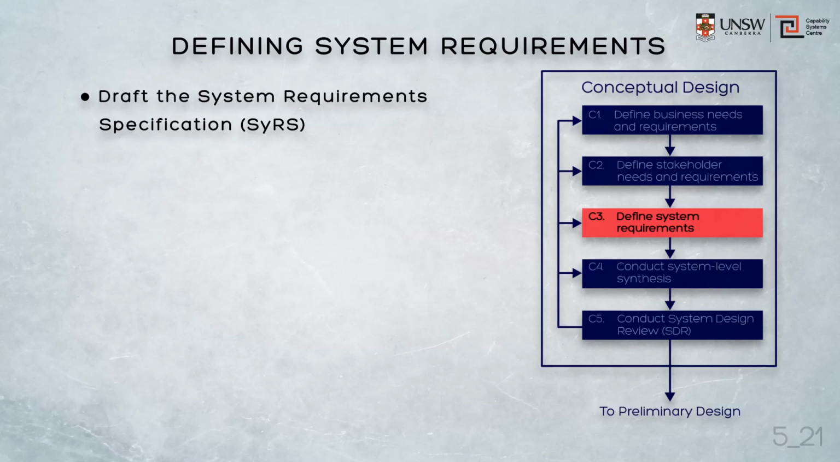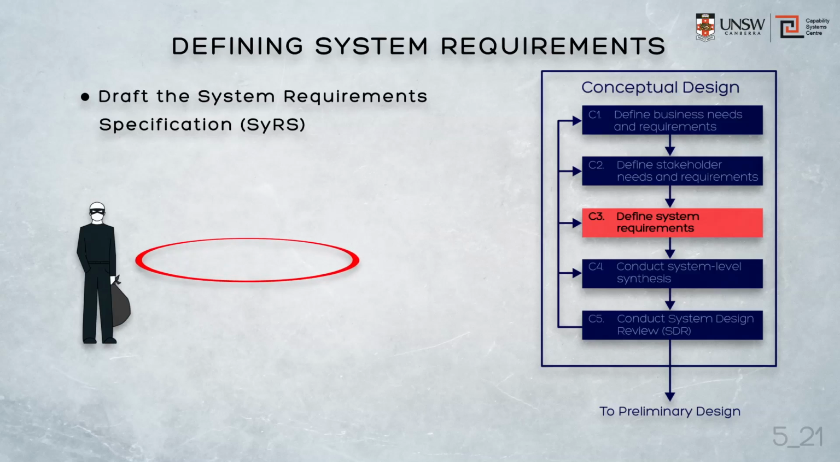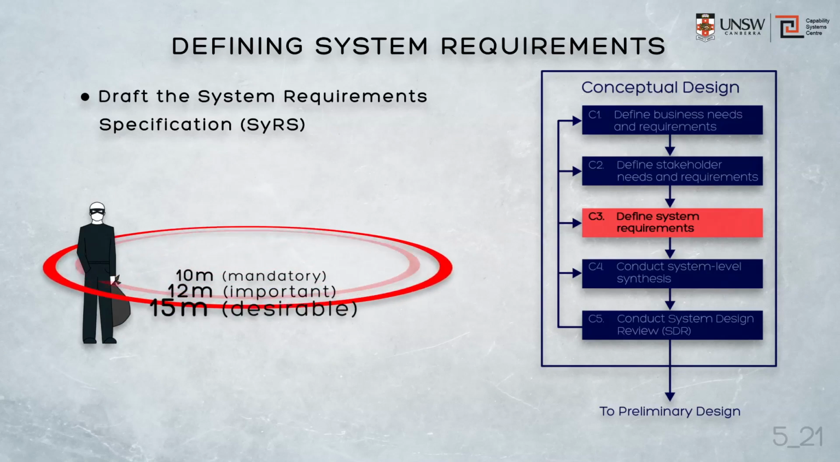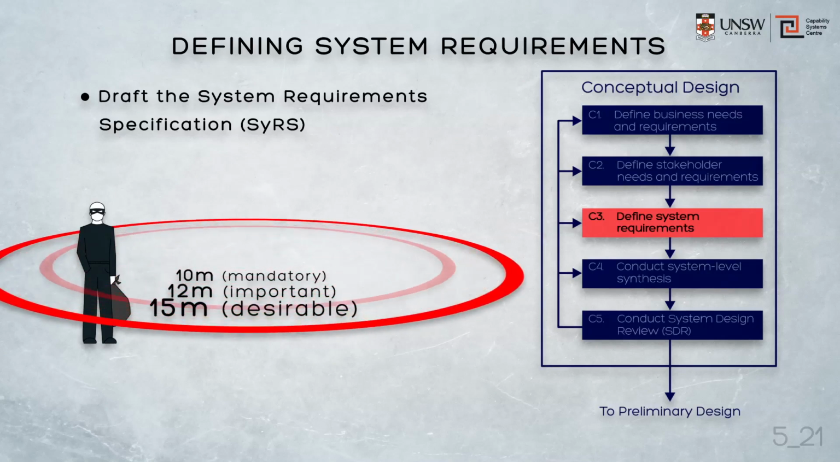For example, we might have a functional requirement associated with detection range for our burglar alarm, and we might have 3 levels of performance. We might say that the alarm needs to be able to detect an 80 kilo human under certain environmental conditions from 10 metres, mandatory, 12 metres, important, and 15 metres, desirable. This allows us some flexibility in expressing our requirements, and it also allows us to assess the value of different solutions when we look at possible solutions in the next stage.